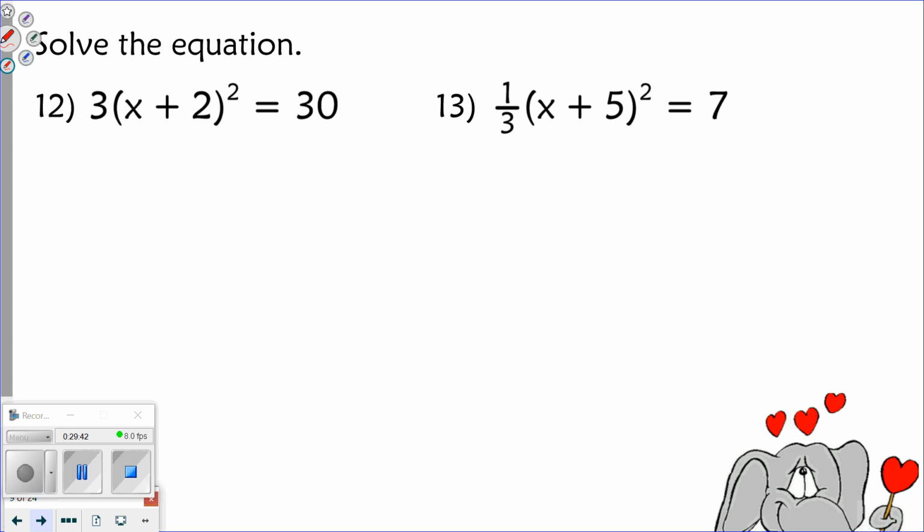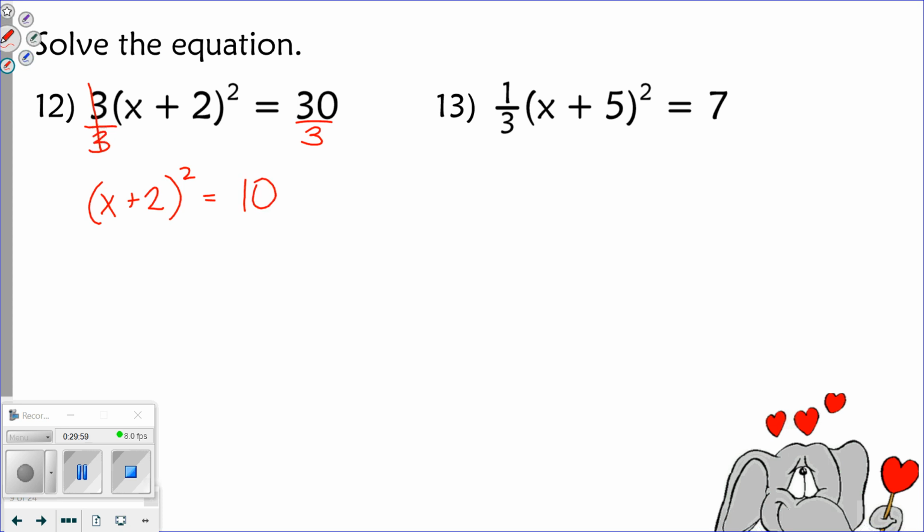That's 3, right? I can't distribute in because that squared's there. But we can divide both sides by 3 to get rid of that. So x plus 2 squared equals 30 divided by 3, which is 10.